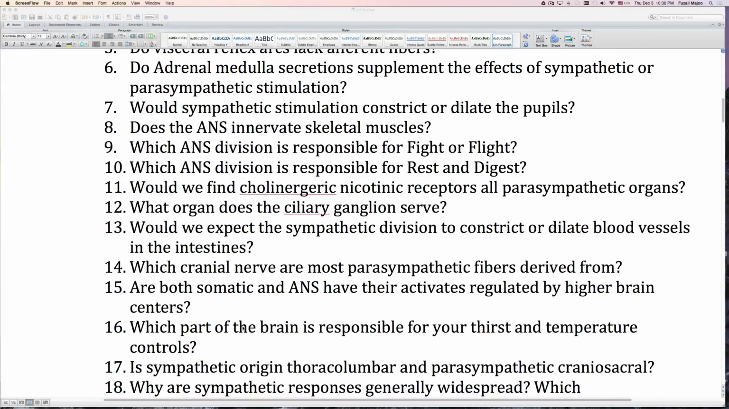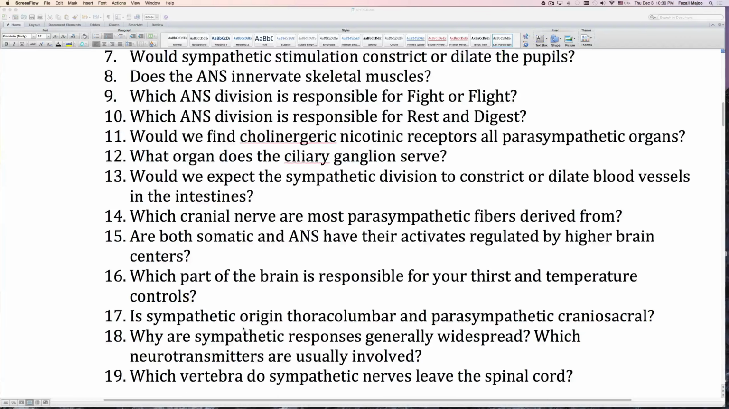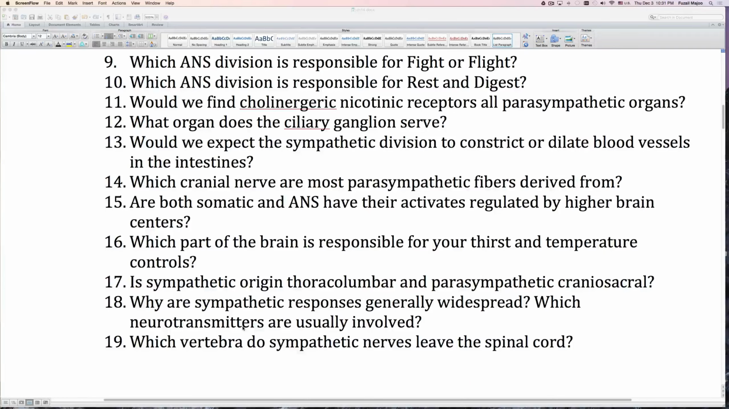Number 18, why are sympathetic responses generally widespread? Which neurotransmitters are usually involved? Number 19, at which vertebra do sympathetic nerves leave the spinal cord?